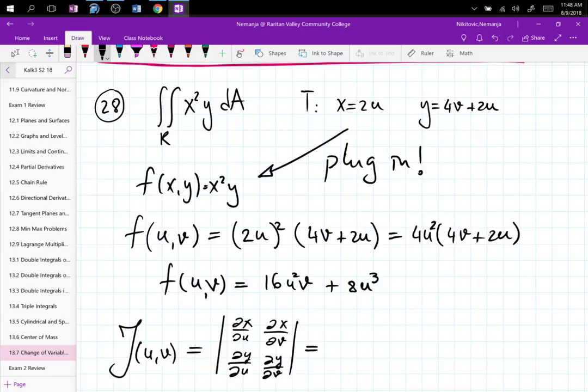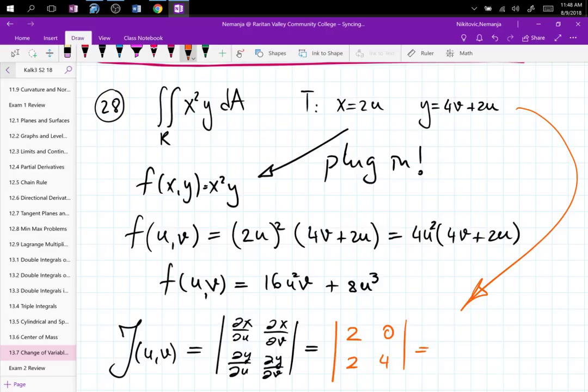All right. So, where was I? Oh, yeah. Okay. So now, Jacobian, we have our transformation, right? I haven't used orange enough in my life, so here we go. Partial x, partial u, that's 2. Partial x, partial v, that's 0. Partial y, partial u, that's a 2. Partial y, partial v, that's a 4. 2 times 4 is 8, minus 0 is 8.